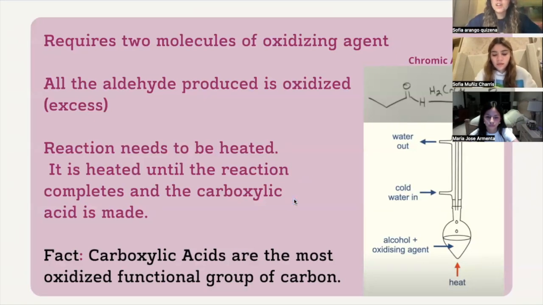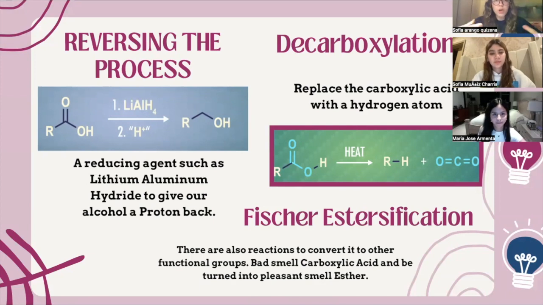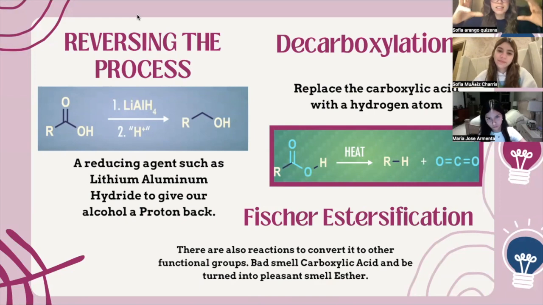The fact is that carboxylic acids are the most oxidized functional groups of carbon. And we can reverse the process in two different ways. First, we can take a reducing agent like lithium aluminum hydride to give back to our alcohol the proton that we took, but we could also use decarboxylation, as the word says explicitly. It's going to decarbox, like it's going to take the carbon back using heat. So it's going to replace the carboxylic acid with a hydrogen atom.